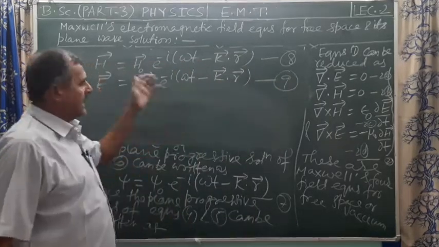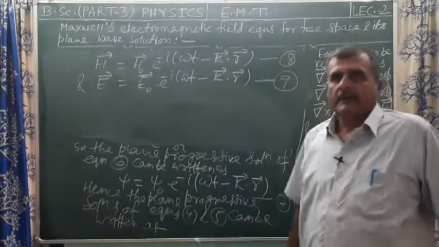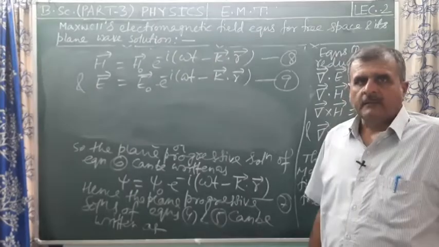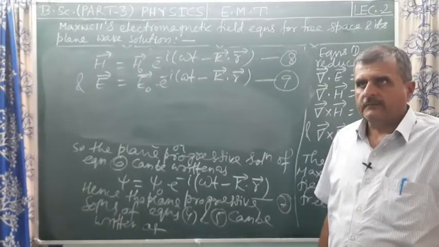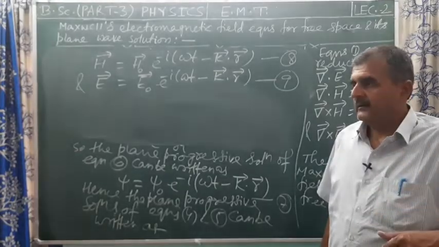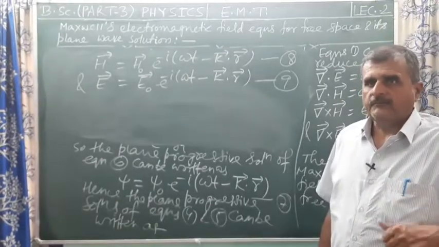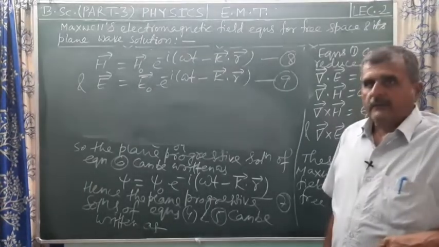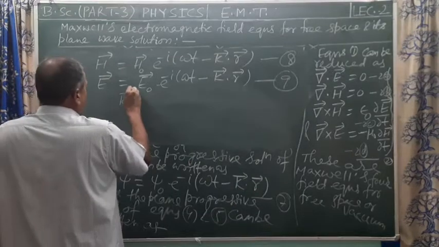So equations 8 and 9 are the plane wave solutions of Maxwell's electromagnetic field equations for free space. Plane wave solutions for Maxwell's field equations for free space or vacuum, where k vector is the propagation vector.